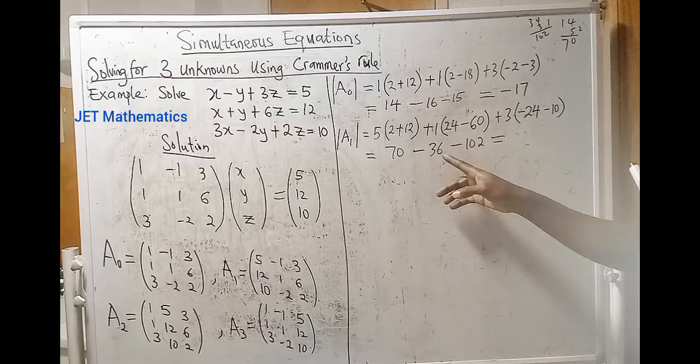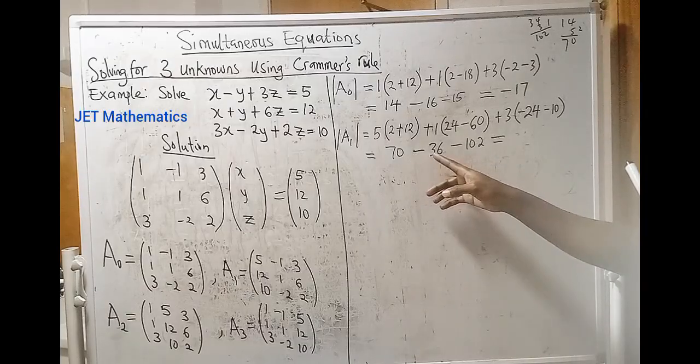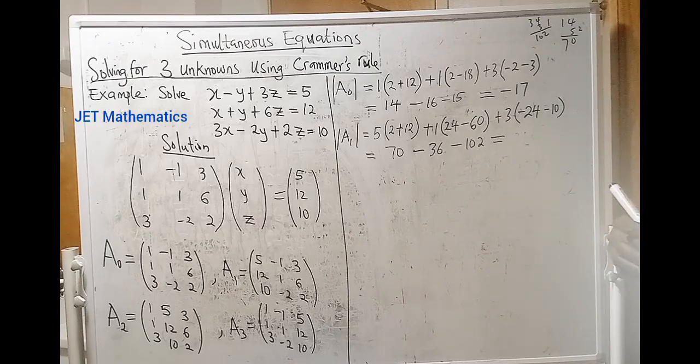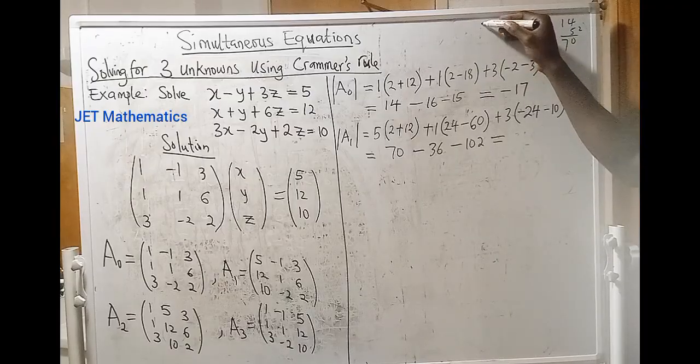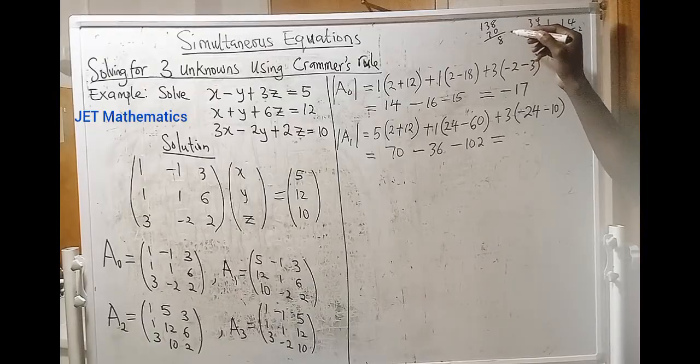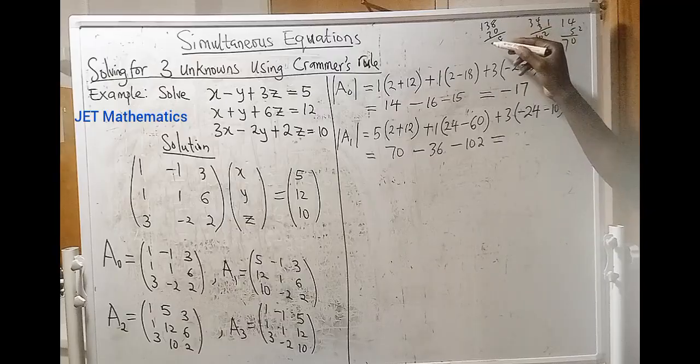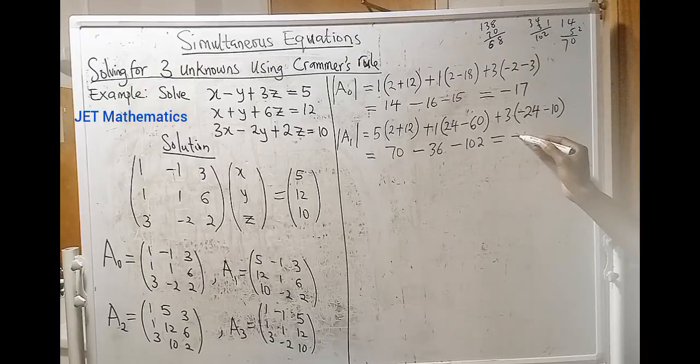That will give us, let's see, this and this gives us 138. 138 minus 70, that gives us 68. So I think we have minus 68. Okay.